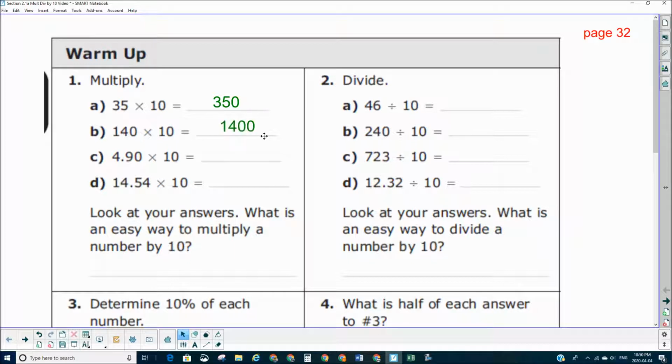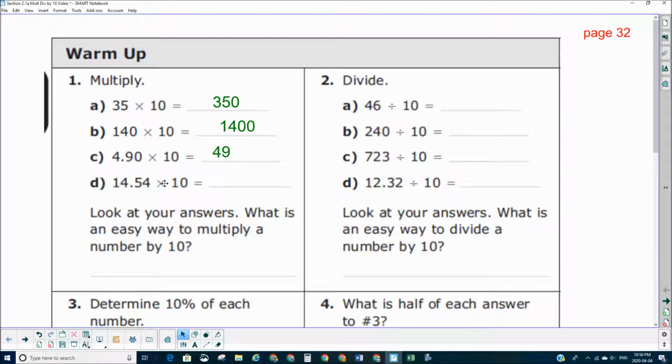140 times 10 then is 1,400. Again, you can confirm that on your calculator. 4.90. That's like $4.90. Well, if we multiplied the 4 by 10, we'd get 40, and the 90 cents by 10 would get us $9. That's a total of $49.